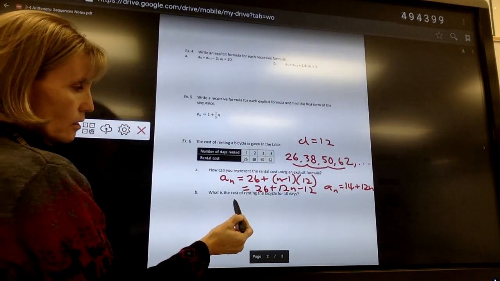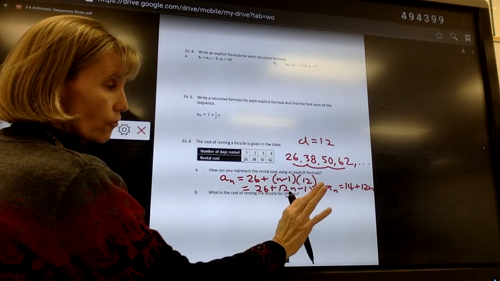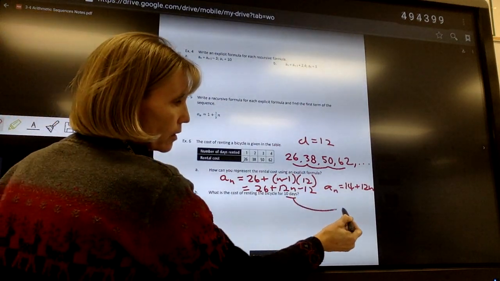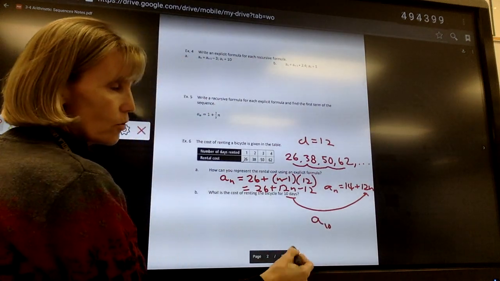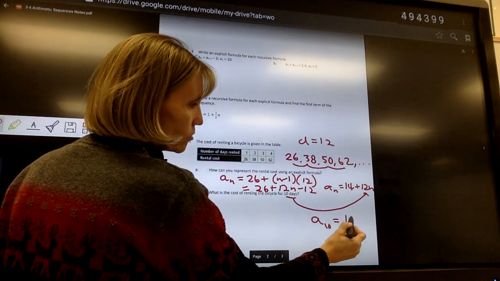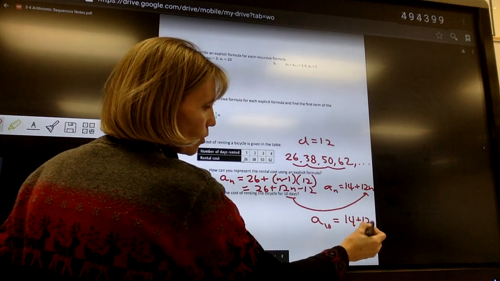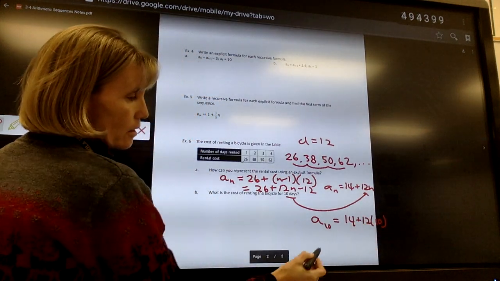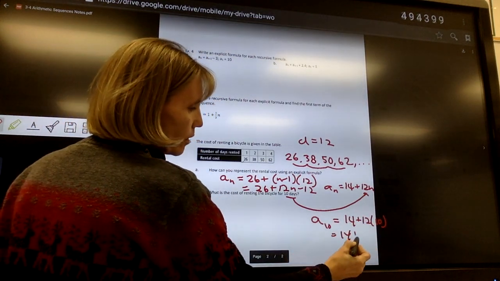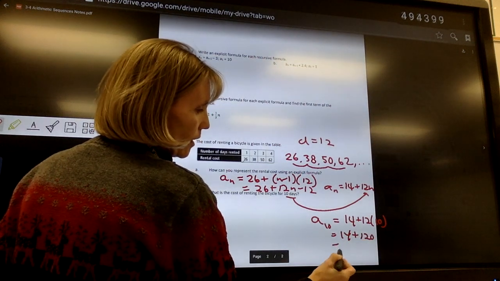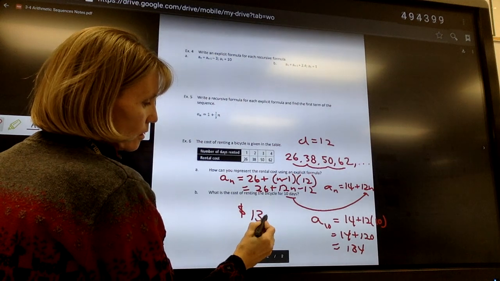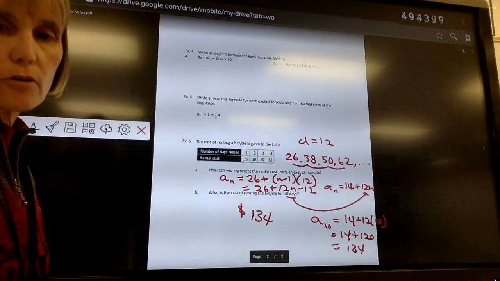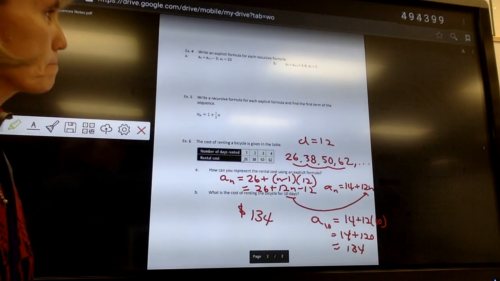the question B. It says, what is the cost of renting a bicycle for 10 days? So I'm going to plug 10 in for n, and say on the 10th day, or the 10th term, that's going to be equal to 14 plus 12 times 10. Okay, that would be 14 plus 120, and it would be equal to 134. So I would be spending $134 on the 10th day.